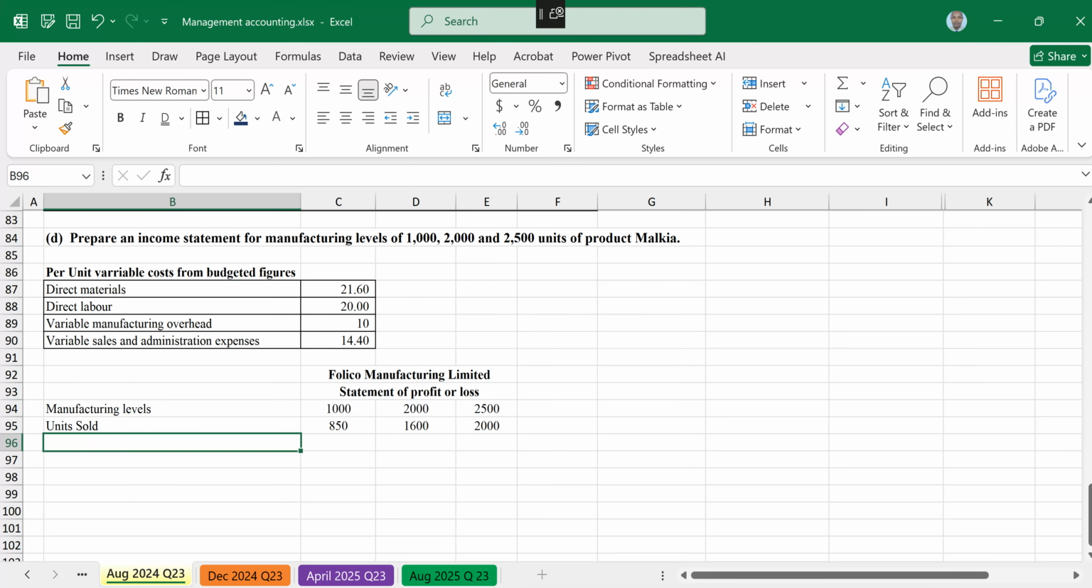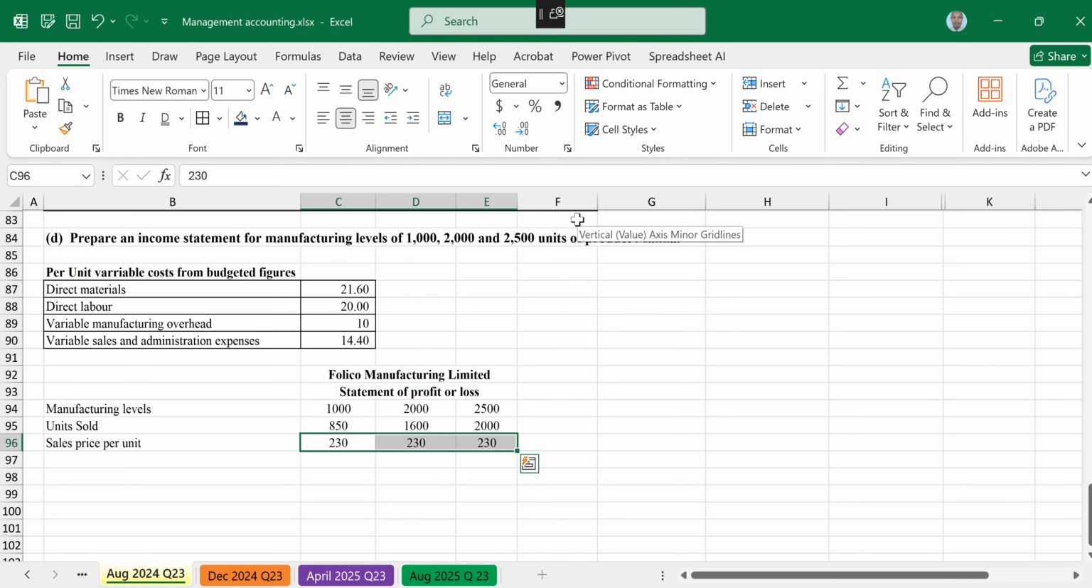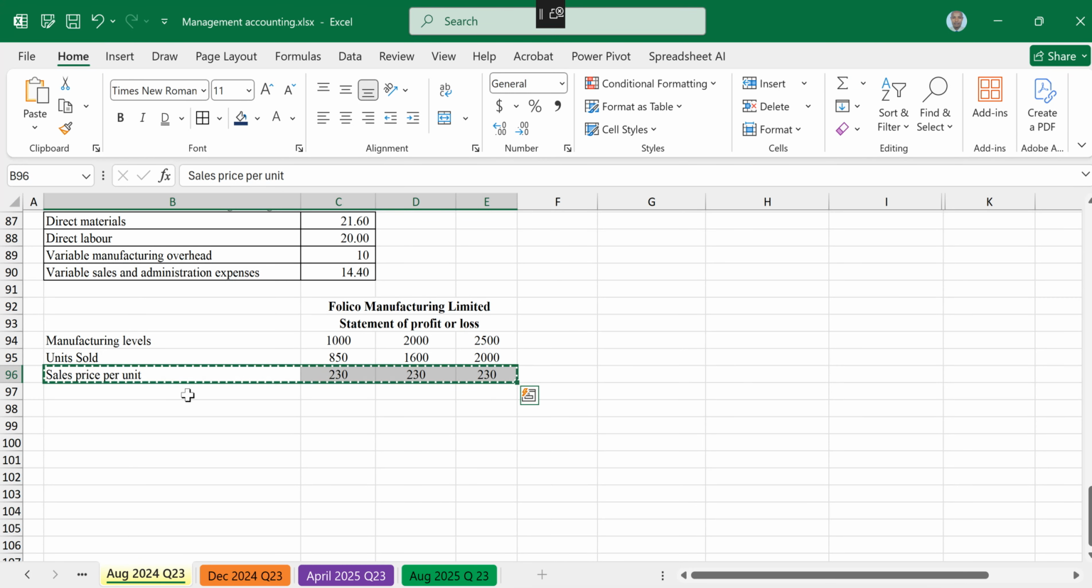Sales price per unit: 230. That is the same on the other side, 230, as given in the question. That is the sales price per unit. We can cut this, Control X, then Control V.